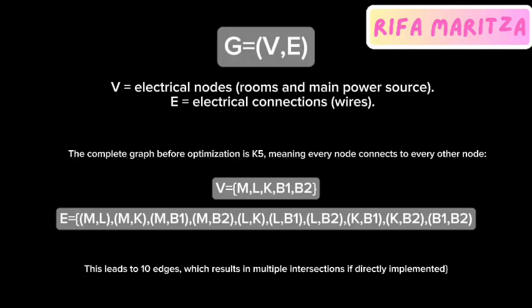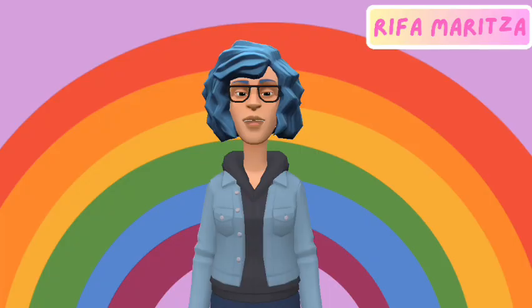The house wiring system can be represented as an undirected graph, G = (V, E), where vertices V represent electrical nodes, rooms, and the main power source, and edges E represent electrical connections, wires. The complete graph before optimization is K5, meaning every node connects to every other node. This leads to 10 edges, which results in multiple intersections if directly implemented.